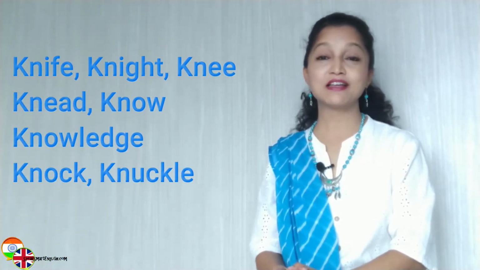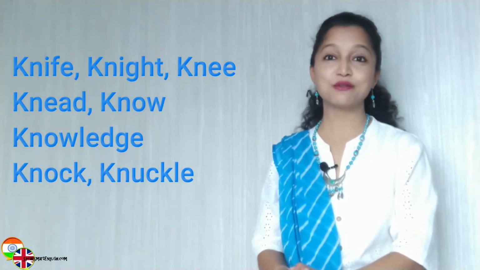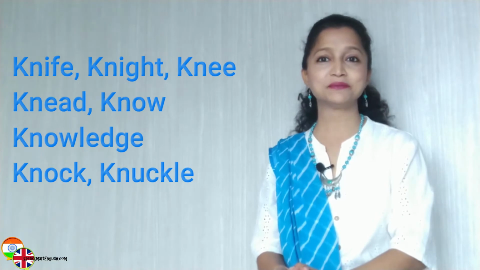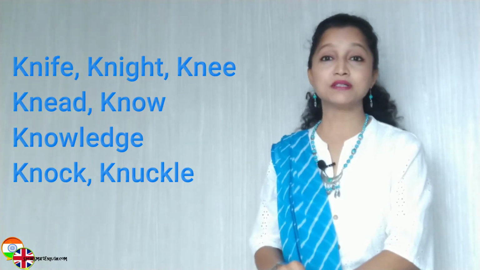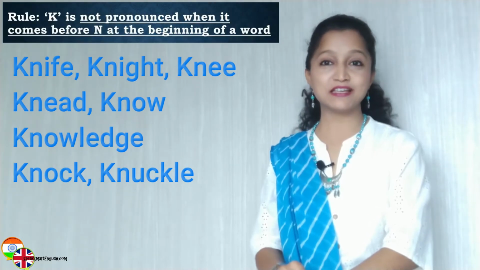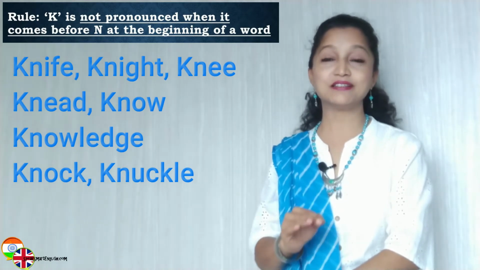So, let's begin. The first letter is silent letter K. Before we understand the rule, let's look at some examples. Knife, night, knee, need, know, knowledge, knock, knuckle. Have you noticed? The spelling is K and N, but I'm pronouncing only N. So that's the rule. K is generally not pronounced when it comes before N at the beginning of a word.